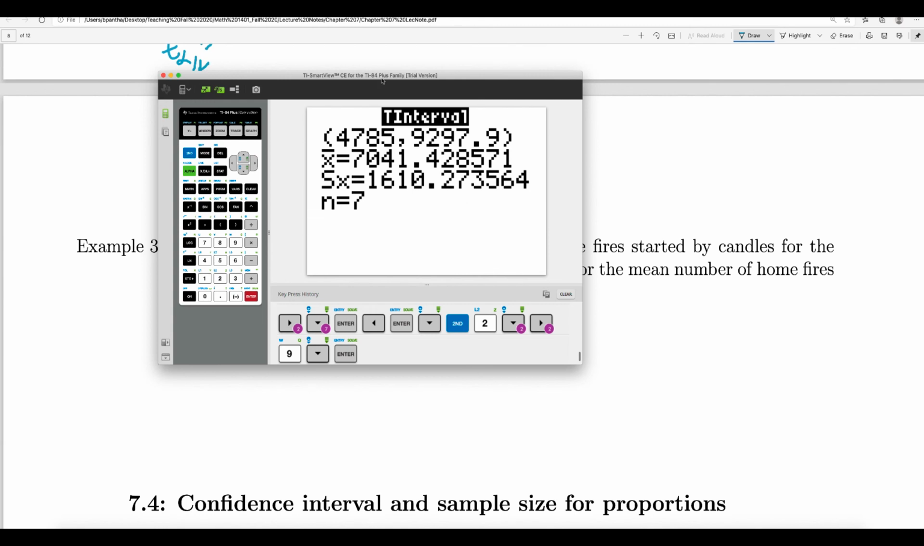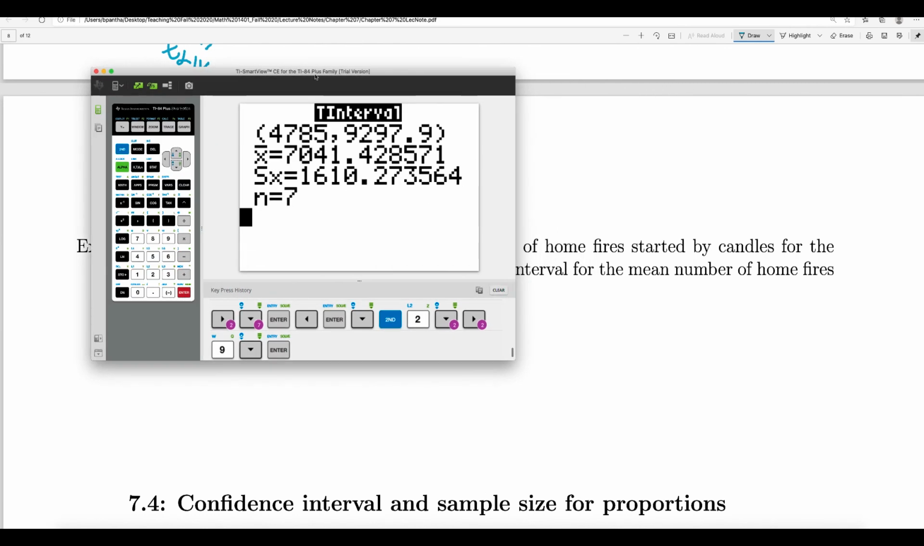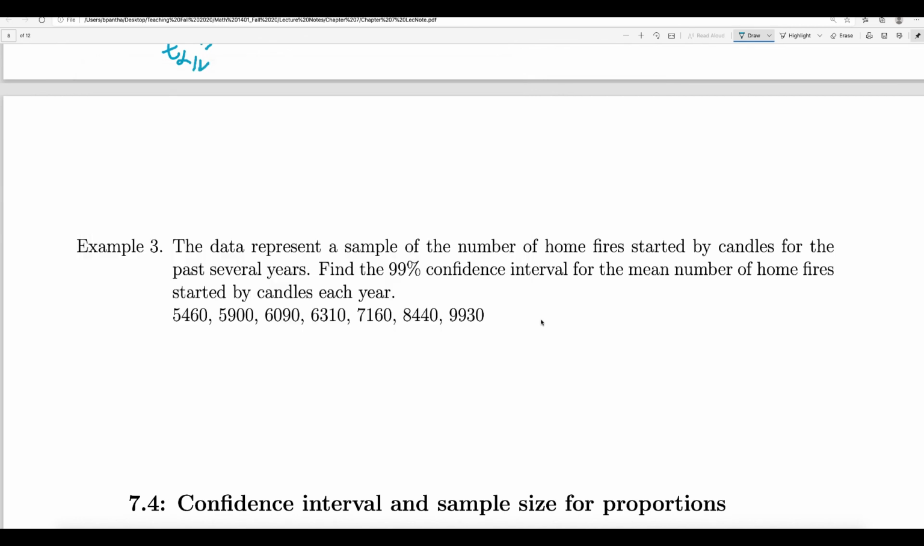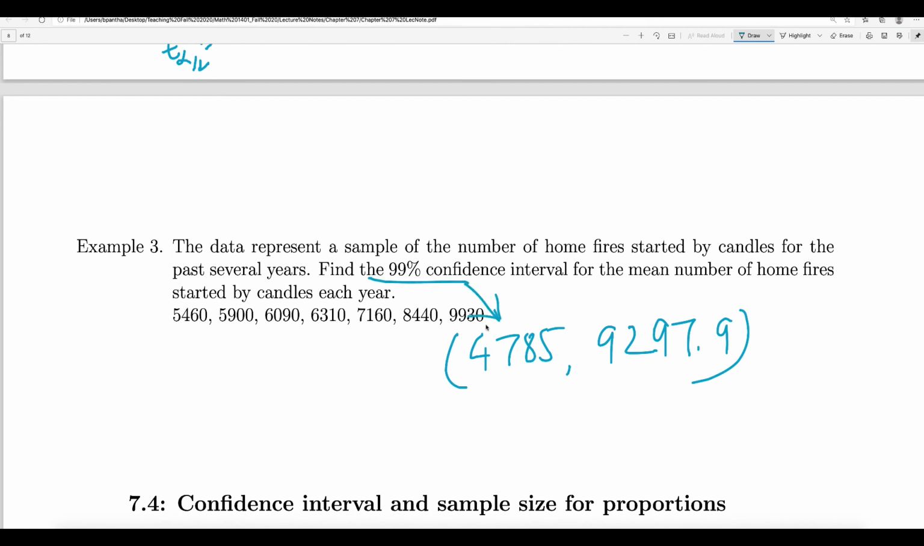You get 4785 through 9297.9. So 4785 through 9297.9 is the 99% confidence interval that the population mean falls between those two numbers.